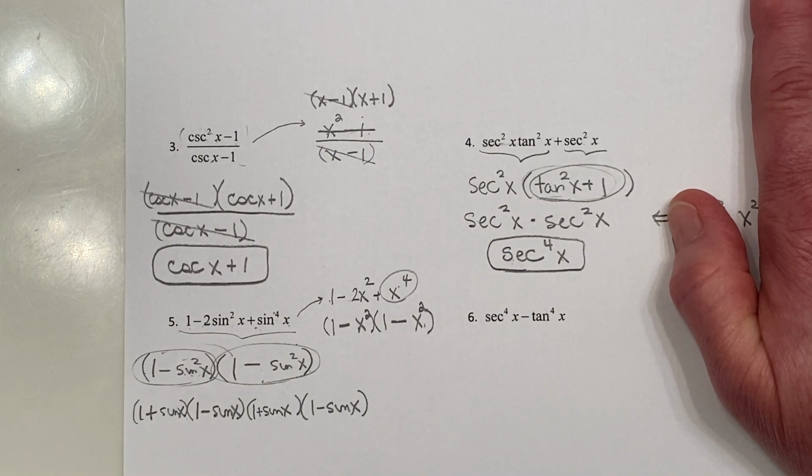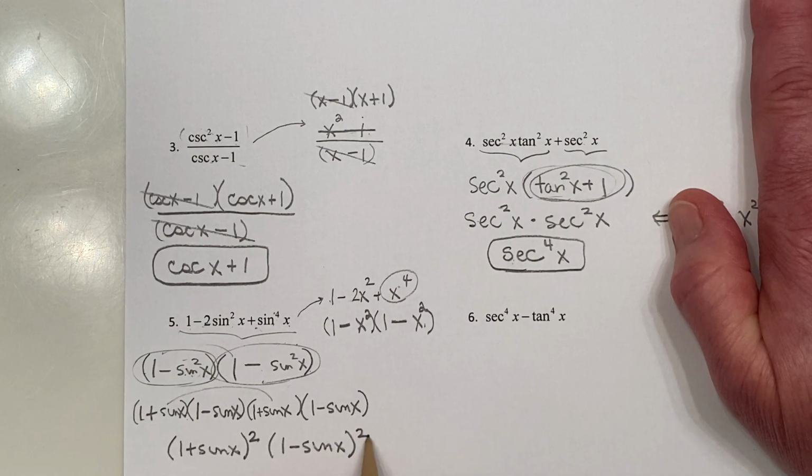You're finished. You could clean this up a little bit. Notice you're multiplying 4 factors together. These 2 are the same. So I can kind of collapse it and say it's 2 of those times 2 of these factors.